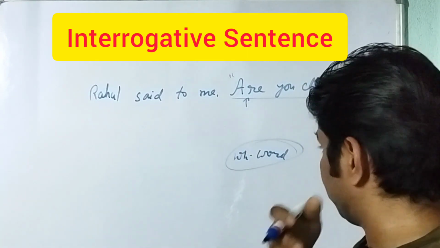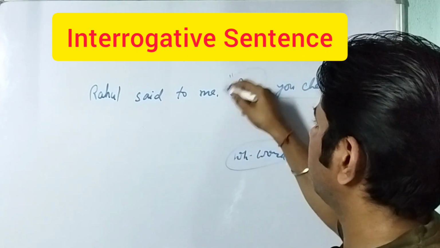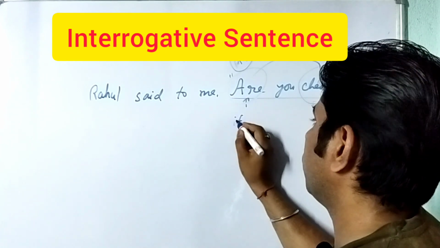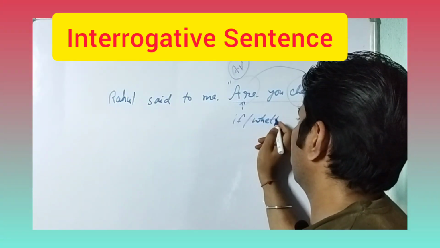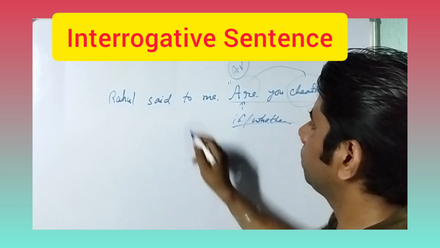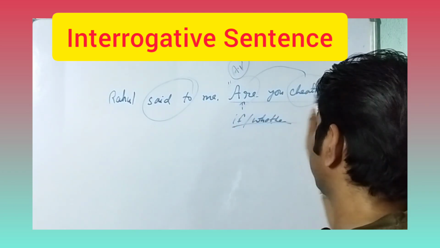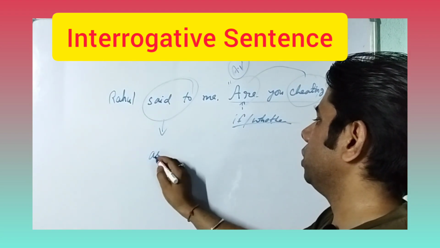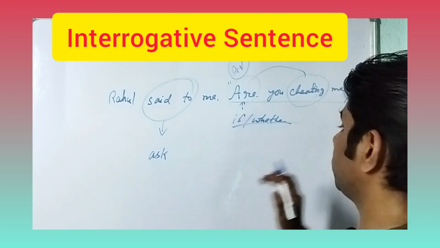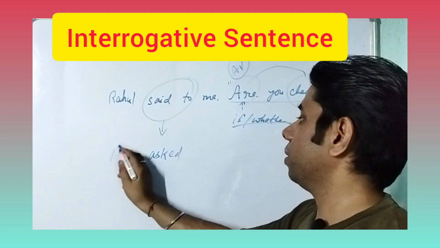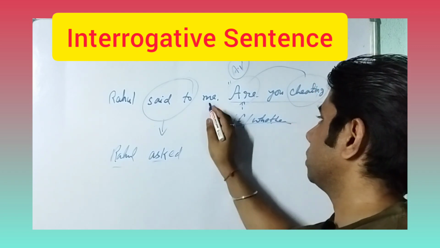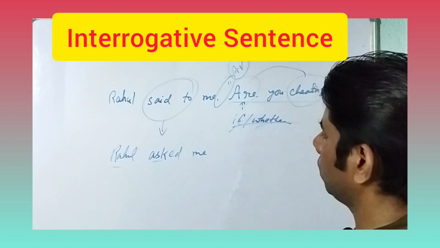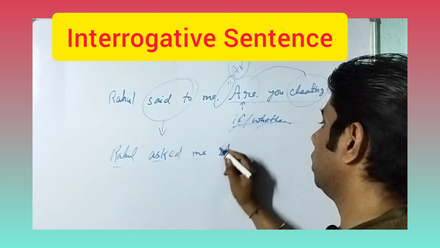What is the difference between a WH word interrogative sentence and an auxiliary verb? If the sentence starts with an auxiliary verb, then you have to use if or whether, whatever you want to use. Said to will be converted according to the question mark given here, so it becomes asked. Rahul asked me if, or whether.